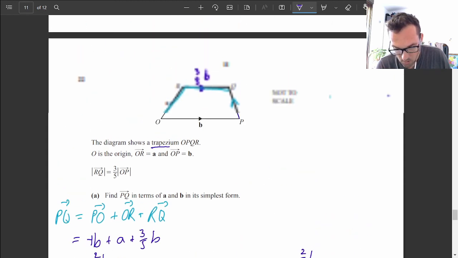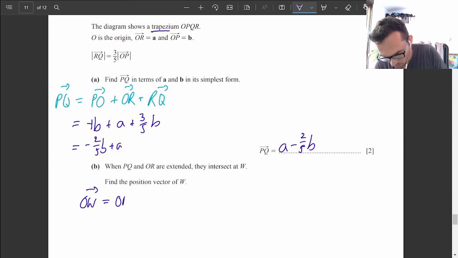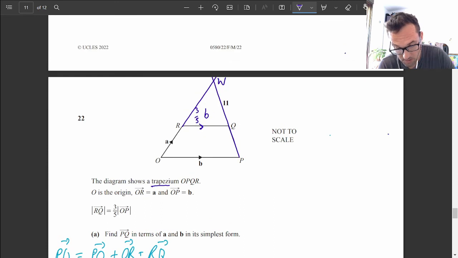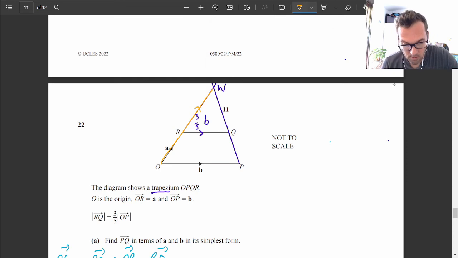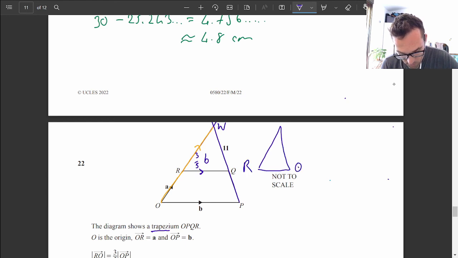And to work this out, we need to calculate OR plus RW. Writing down these routes can always give you marks, so that's important to do. So what we basically want to do is work out what is this vector there, OR plus RW. Now working this out, that's another story. Let's do similar triangles. I'm going to split this up. There's 2 triangles. There's the small triangle, the one at the top, which is triangle RQW.